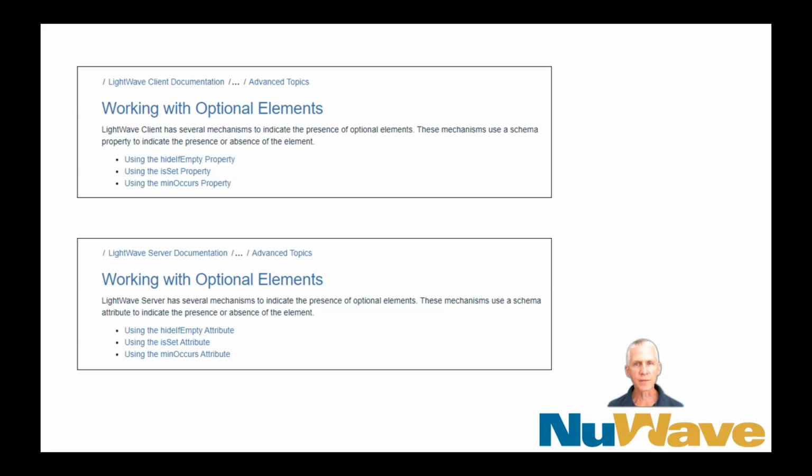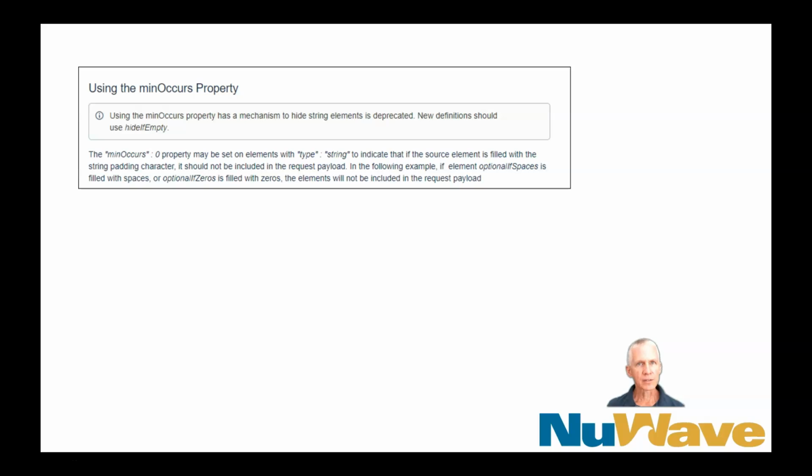I'm going to focus on hide if empty and is set because while min occurs has been available in both products for some time, min occurs is now deprecated. It still works, but we would prefer that it not be used for new development. New schema definitions should use hide if empty as the alternative to min occurs now.